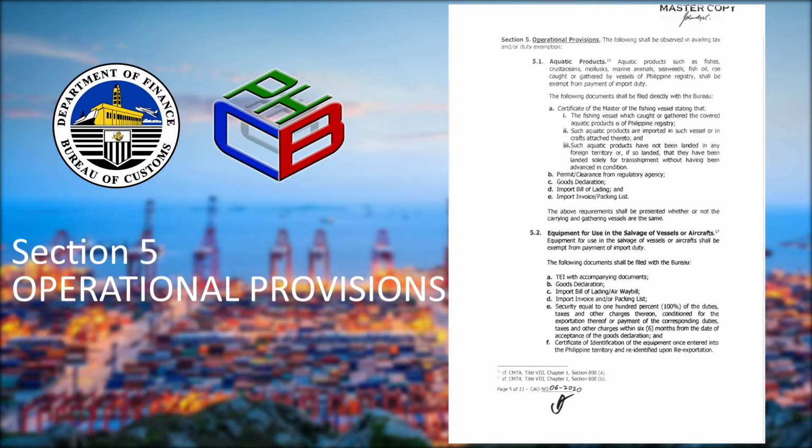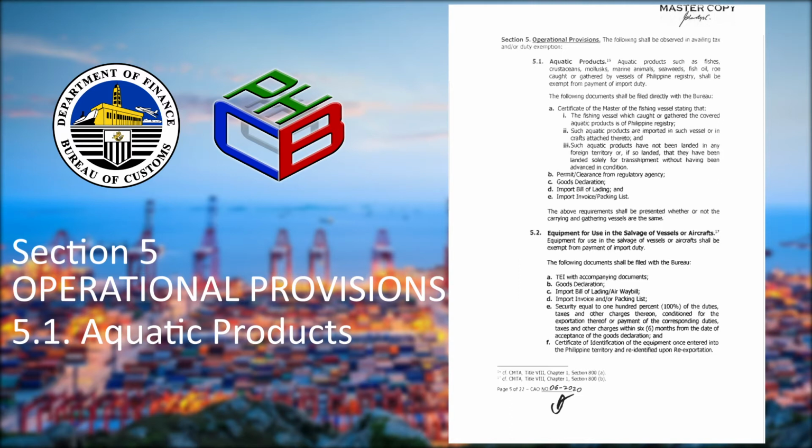The following shall be observed in availing tax and/or duty exemption. 5.1 Aquatic Products. Aquatic products such as fishes, crustaceans, mollusks, marine animals, seaweeds, fish oil, roe caught or gathered by vessels of Philippine registry shall be exempt from payment of import duty. The following documents shall be filed directly with the Bureau.